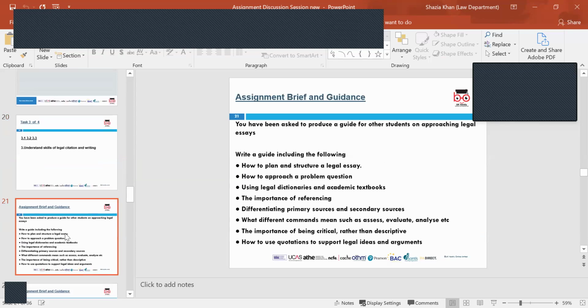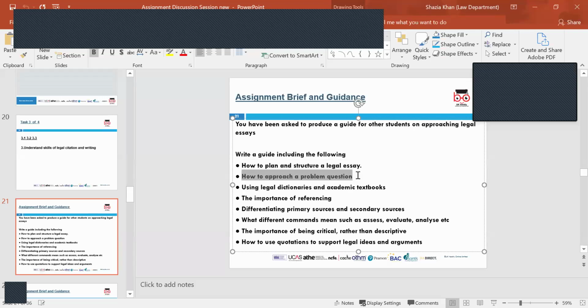So your task here is you have been asked to produce a guide for other students on approaching legal essays. Write a guide including the following. You've got 8 parts to this. Do not change the wording. Use it as a heading. How to plan and structure a legal essay. That will be looking at 3.1, 3.2, and 3.4.